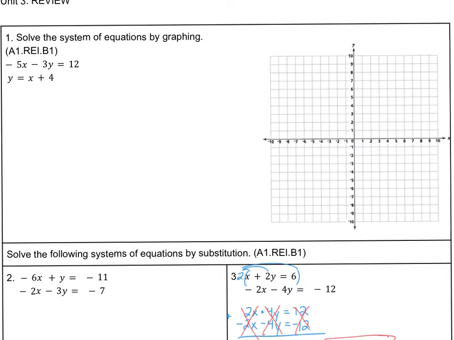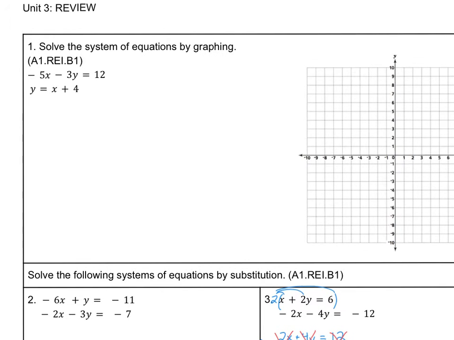Negative 5x minus 3y? What do I need to do with that? What'd you say? Or solve for y, you mean? Yeah, so that way I can graph it. So how would I solve for y?